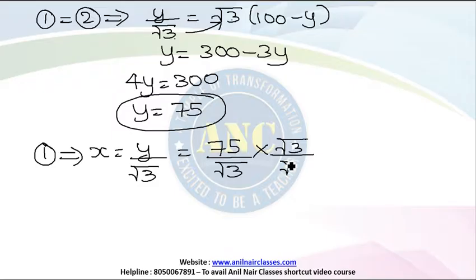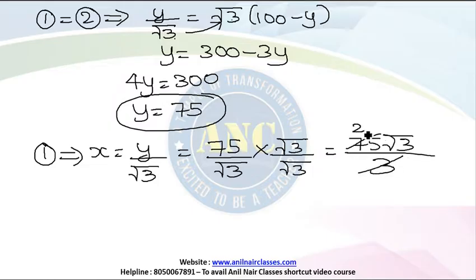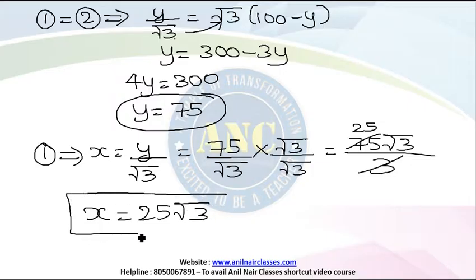So multiply and divide by root 3. It is 75 root 3 divided by 3. 3 into 25 is 75. The answer finally for this question is 25 root 3.